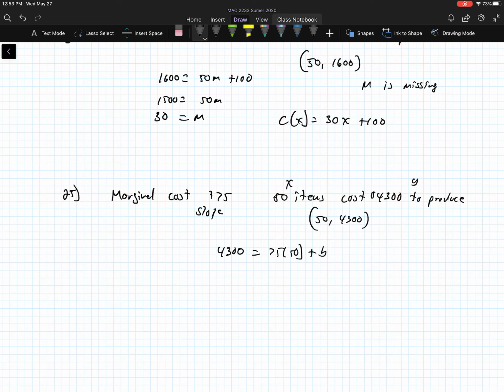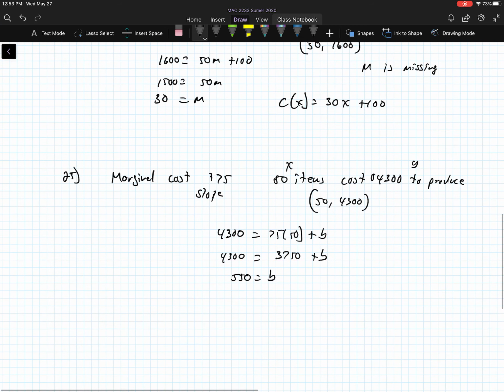So now you can see sometimes why I actually like to solve for b as opposed to anything else. And so if we do the 75 times 50, we're going to get 3750 plus b is equal to 4,300. So I subtract that from both sides, and I get that b is equal to 550. So then the answer for number 25 is going to be 75x plus 550. Sorry, let me write that a little better. Plus 550. And that's number 25.